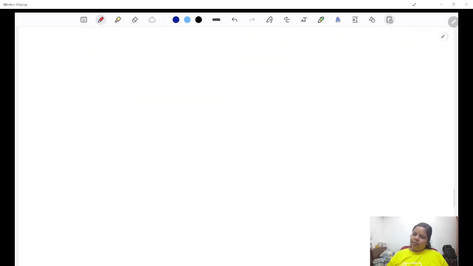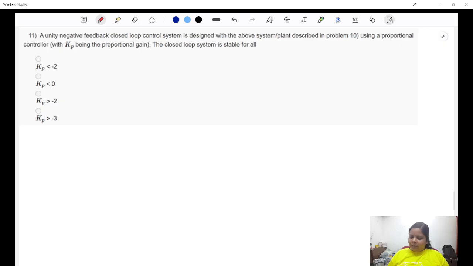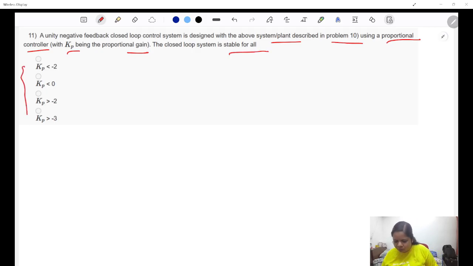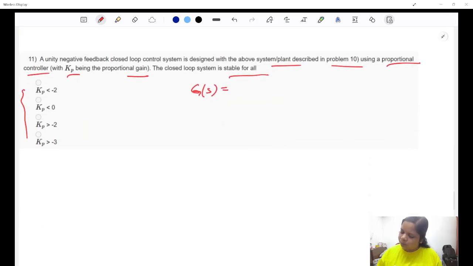Let's move to the next question. A unity negative feedback closed loop control system is designed with the above system plant described in problem 10, using a proportional controller. Proportional controller means Kp being the proportional gain. The closed loop system is stable for what values of K? Okay, that is what we want to answer. So the very first thing is, what is our G(s)? We have to answer it from the last question, right? It's 1 upon s square plus s plus 2.